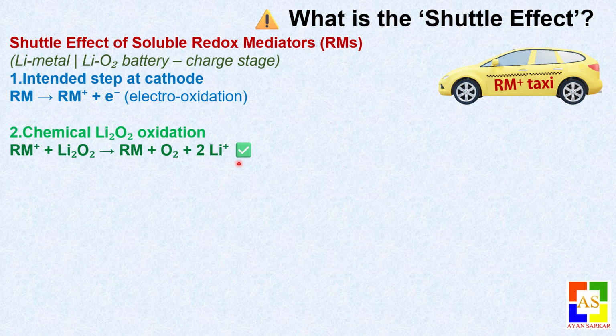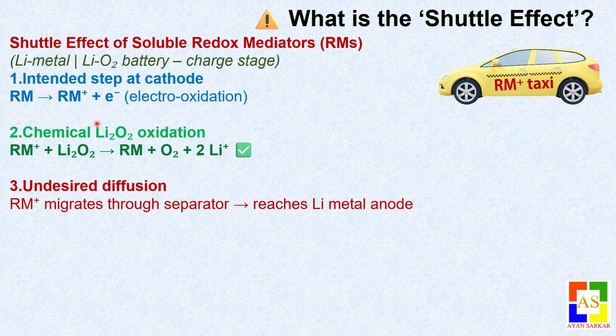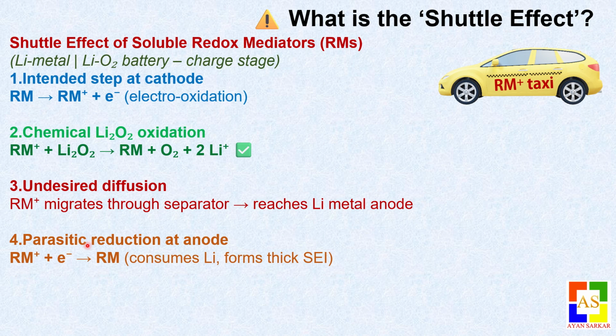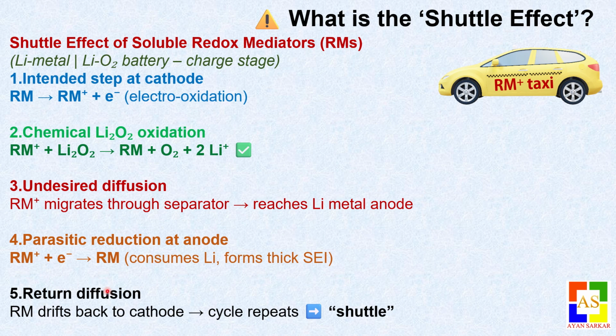So these steps are desired, but what are the undesired steps? Undesired diffusion: suppose you have enough redox mediator and it does not find any Li2O2, it can diffuse through the electrolyte and reach the lithium metal anode. Then it can cause parasitic reduction at the anode, and again it can return to the cathode as redox mediator. That's why we call it Shuttle.